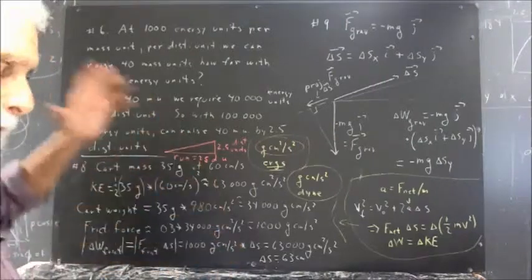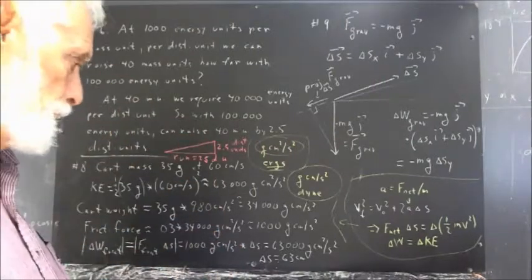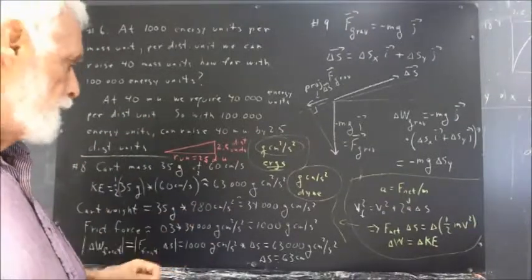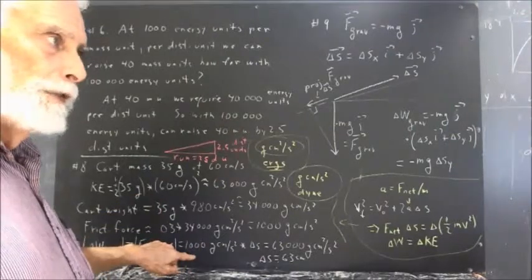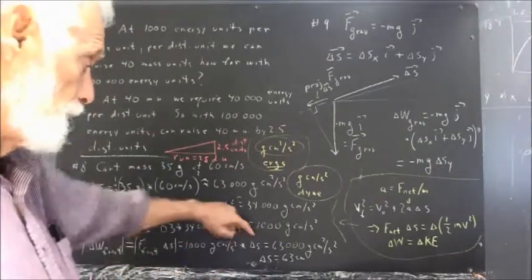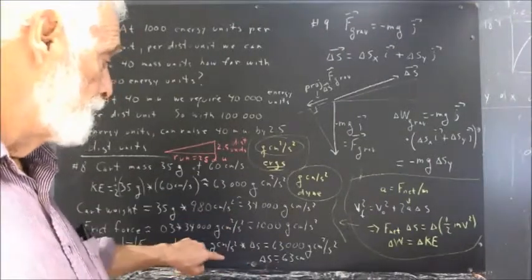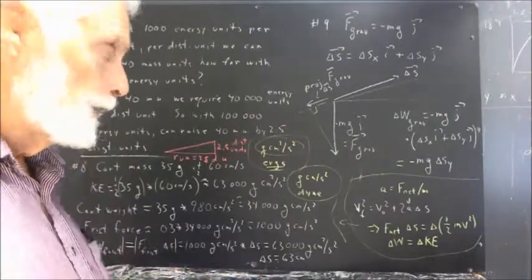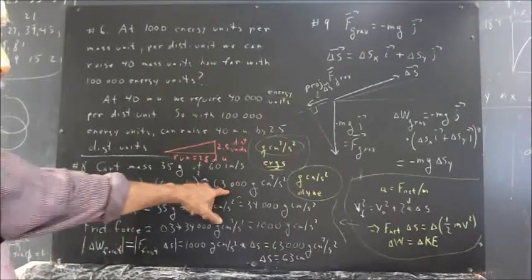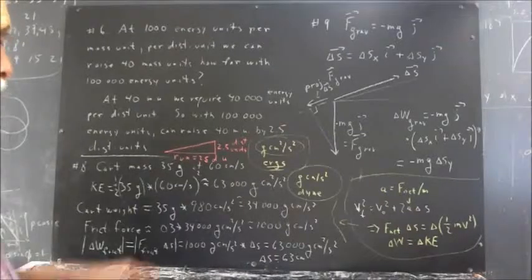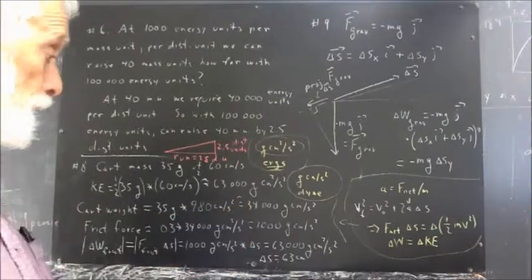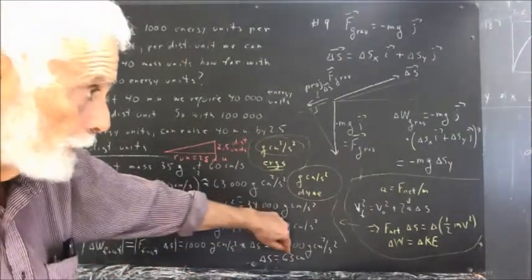So, thinking of the energy accounting, we have 63,000 units of energy. How far can we move against a force of 1,000 units? Well, it turns out that we solve the equation easily. We divide both sides by the force, and we get delta S equals 63 centimeters. 63,000 energy units expended at essentially 1,000 force units for every distance unit can take us 63 distance units.